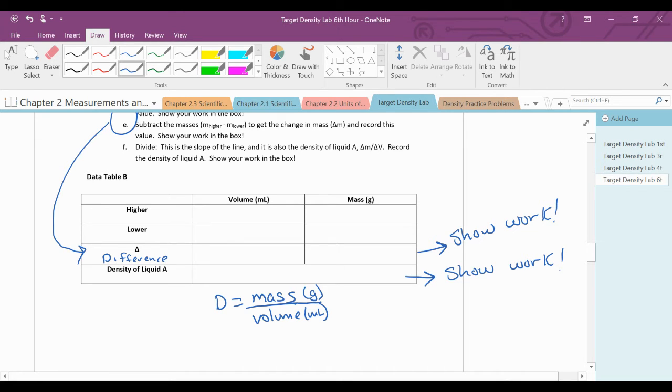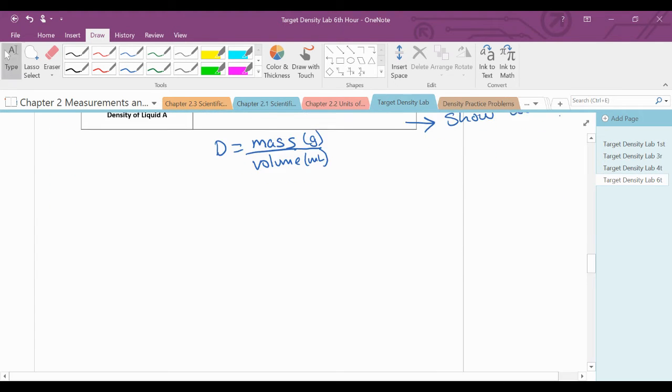So if you lost points here, you could have lost points for not showing work. You could have lost points for not having units. If I looked at your data points and they did not match your graph, I took off points for that. I wrote notes on there. If you have questions, you can see me tomorrow.